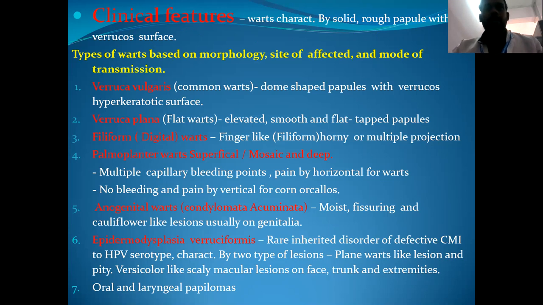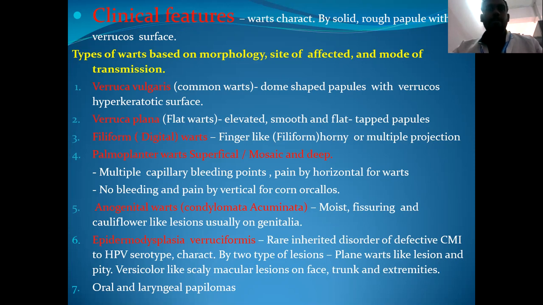Then there is verruca plana, or flat warts. They are elevated, smooth, flat-topped papules. Then there are filiform or digital warts, which have finger-like horny projections, often multiple, from the skin surface. Then there is the palmoplantar warts variant, which can be superficial or mosaic, and deep.